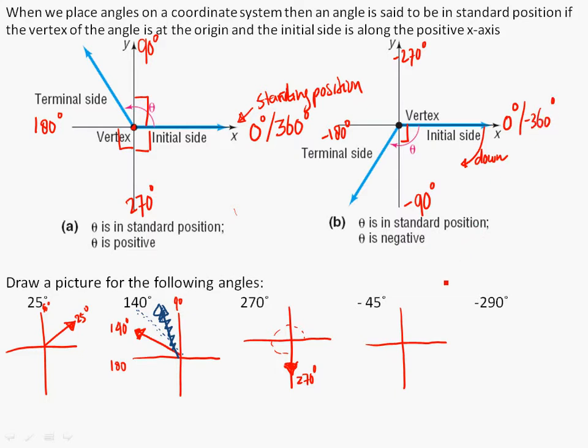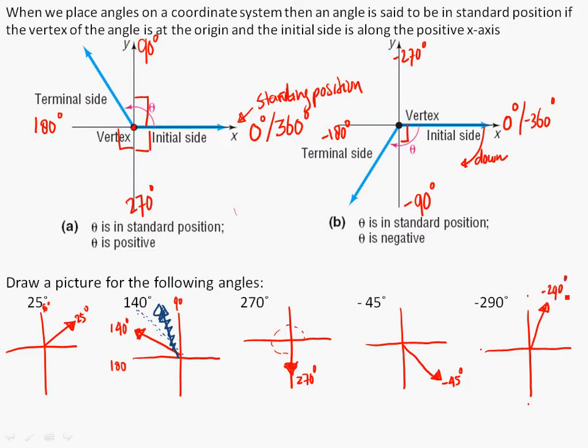So negative 45, well, that's halfway between 0 and negative 90, right? So that looks like this maybe, and say that's a negative 45. Okay, and then negative 290. So 90, 180, that's a negative 270, so we've got to go a little bit further than that, not much, just 20 degrees. So there's a negative 290 degrees.